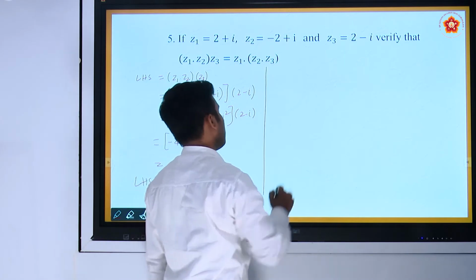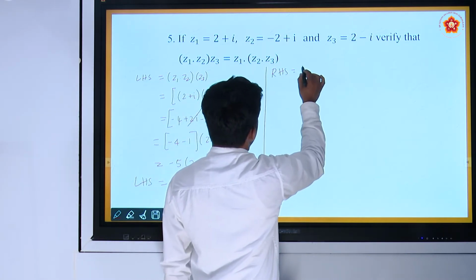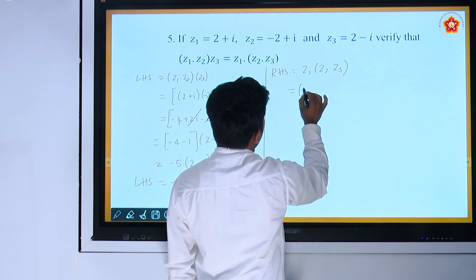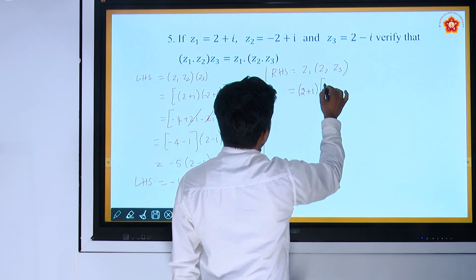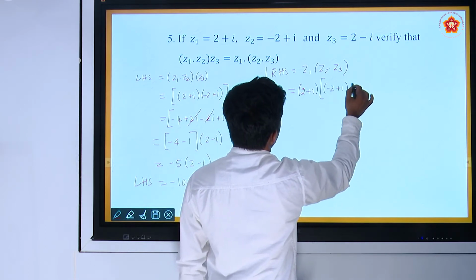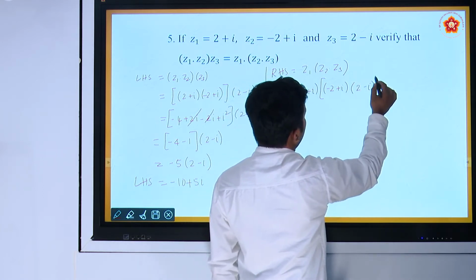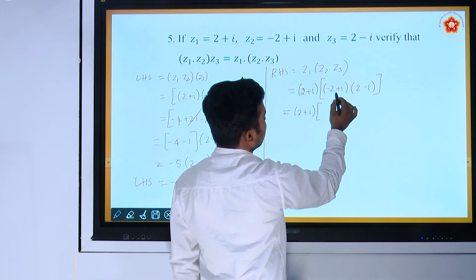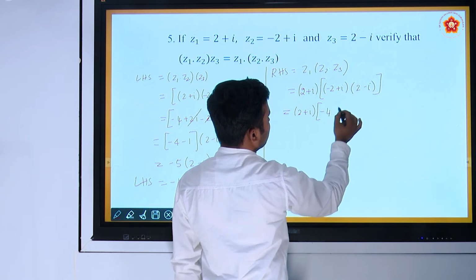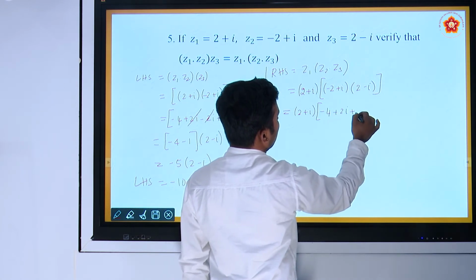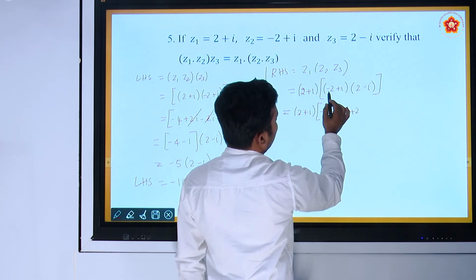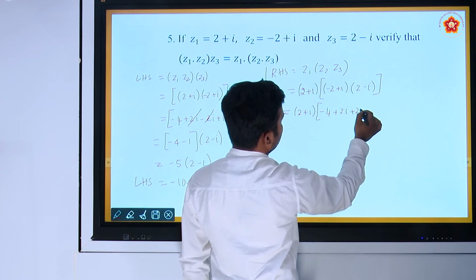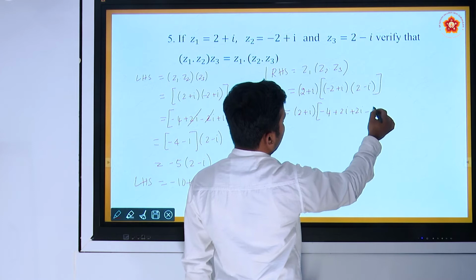Similarly, RHS, if you consider, RHS is Z1 into Z2 into Z3, where Z1 is 2 plus i, Z2 is minus 2 plus i, and Z3 is 2 minus i. What is this? You multiply minus 2 plus i by 2 minus i: minus 2 into 2 is minus 4, and this is plus 2i, and i into 2 is 2i, and minus i square here.